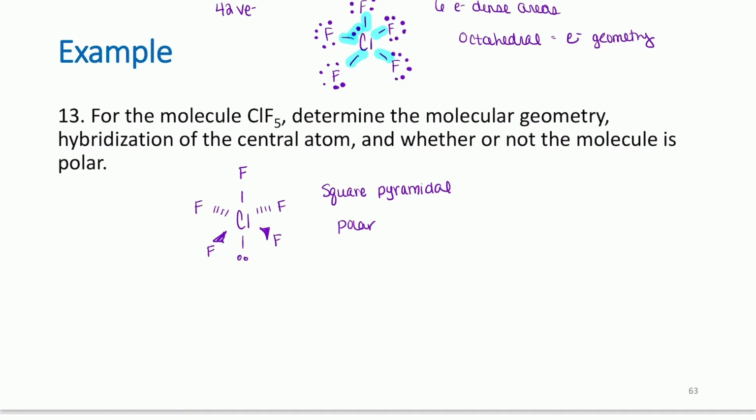And what is the hybridization of the central atom? Hybridization deals with how many areas of electron density there are, whether that be a lone pair or a bond. There are 6 areas of electron density. So I need s, p, p, p, that's 1, 2, 3, 4, d, and d, 5, 6. It is sp3d2.